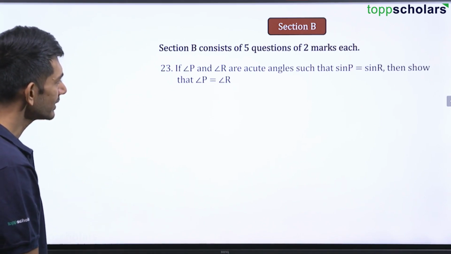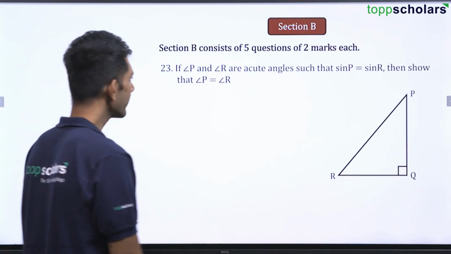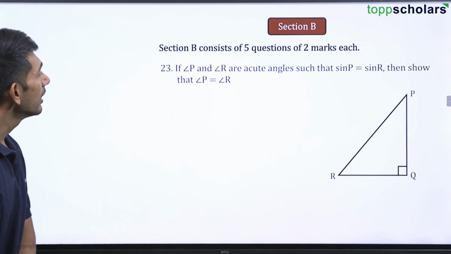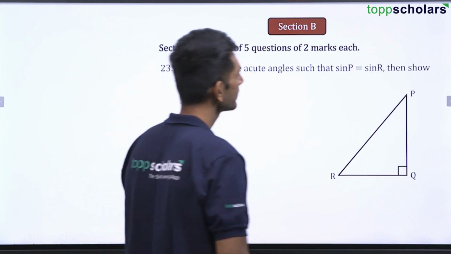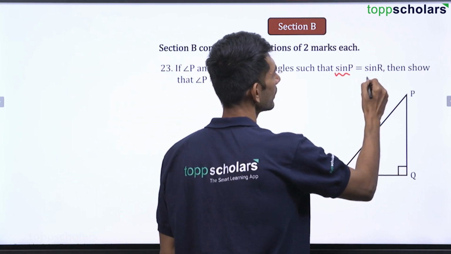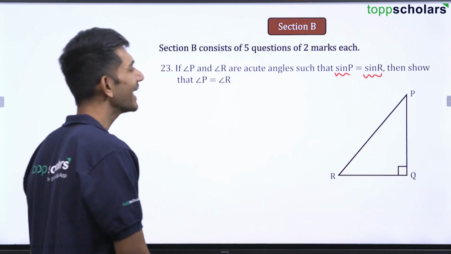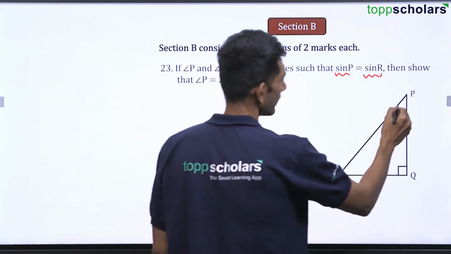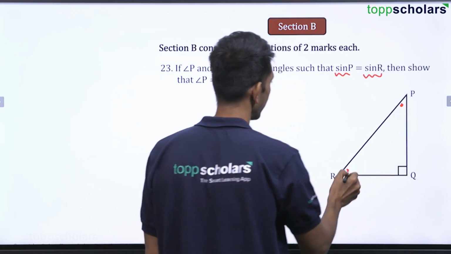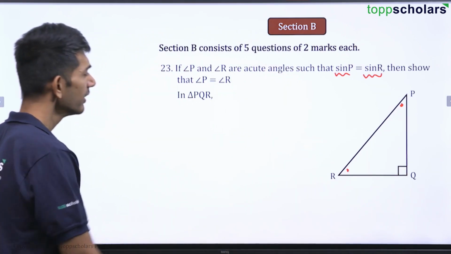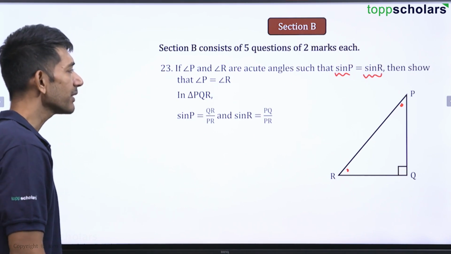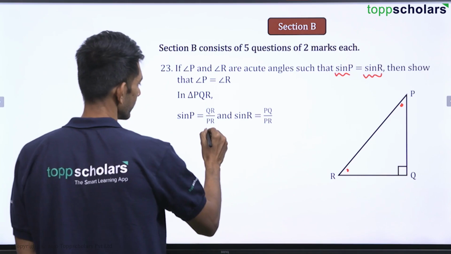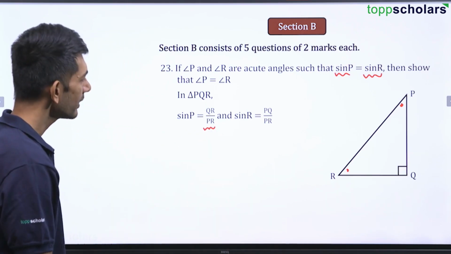Let's have a look at a new question now based on trigonometry. So it says if angle P and angle R are acute angles such that sin P is equal to sin R, then show that angle P is equal to angle R. Correct? So in triangle PQR, sin P is what? Sin P is QR by PR.